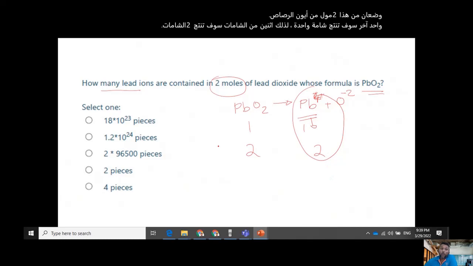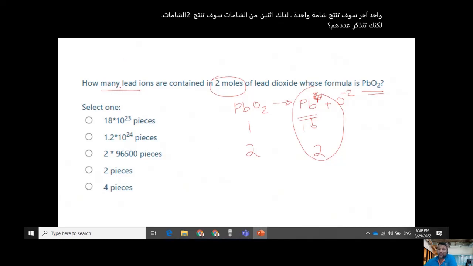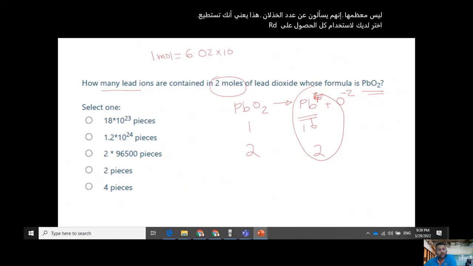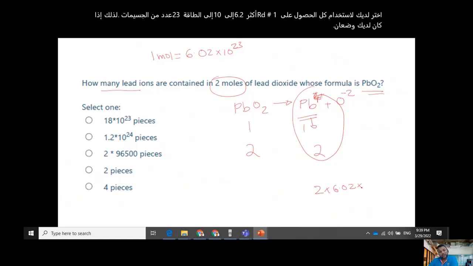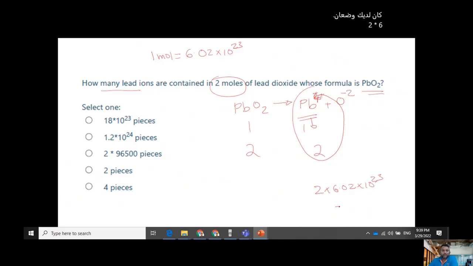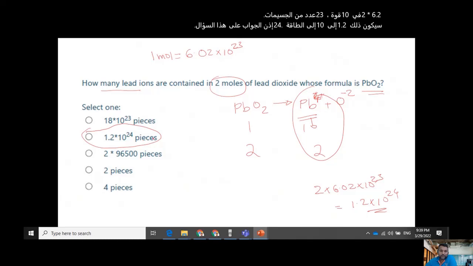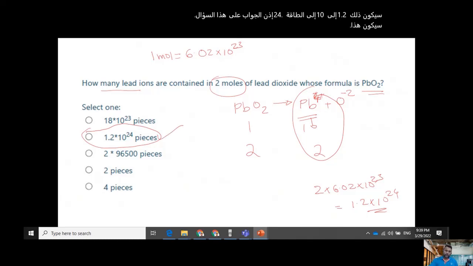But remember, they are asking how many lead ions, not moles. That means you have to use the Avogadro number. 1 mole has 6.02 × 10^23 particles. So 2 moles is 2 times 6.02 × 10^23 particles. That will be 1.2 × 10^24. So the answer for this question will be 1.2 × 10^24.